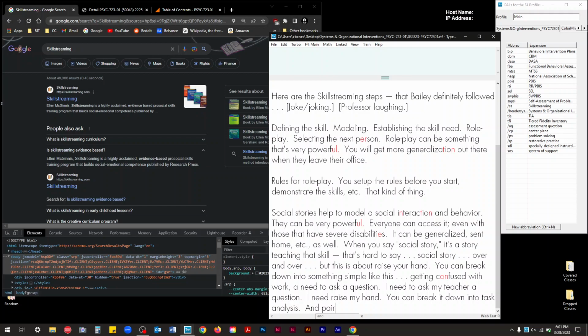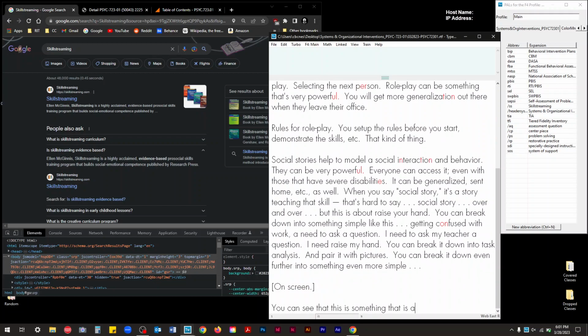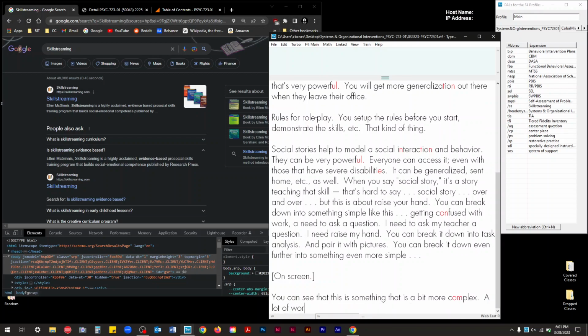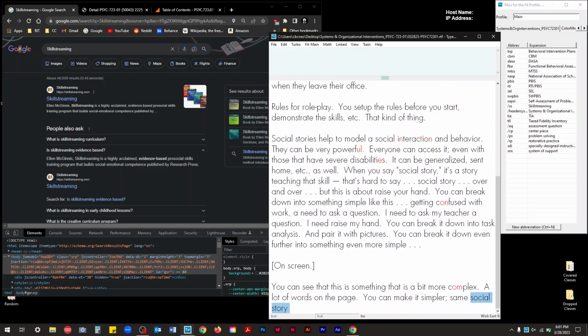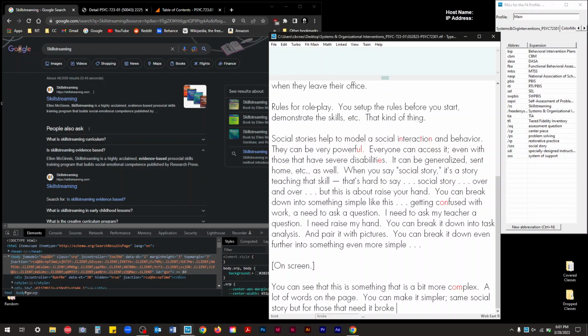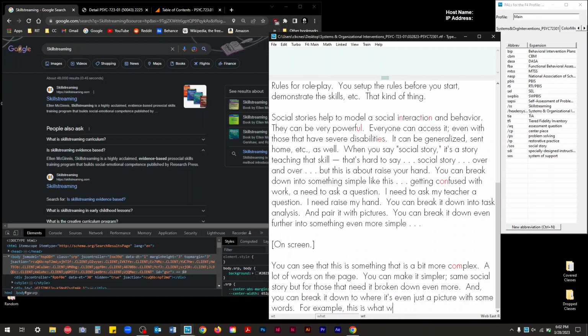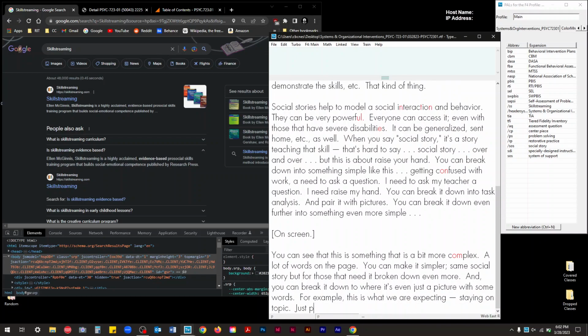And you can really break it down even further to something like this, which is even more simple. So you can kind of see that this is something that is a little more complex. Right? There's a lot of words on the page. You can make it simpler, same social story, but make it a little bit simpler for kids that need that broken down more. And then you can even break it down further for those kids that need even more. And you can even break it down where it's just pictures and a couple words. So this is kind of what we're expecting. Staying on topic. So really pictures, some words, and you can really go over this over and over.